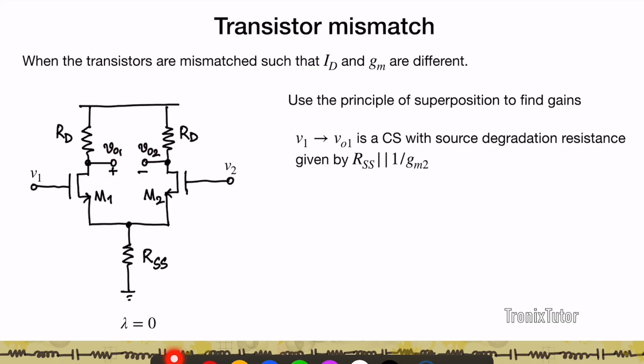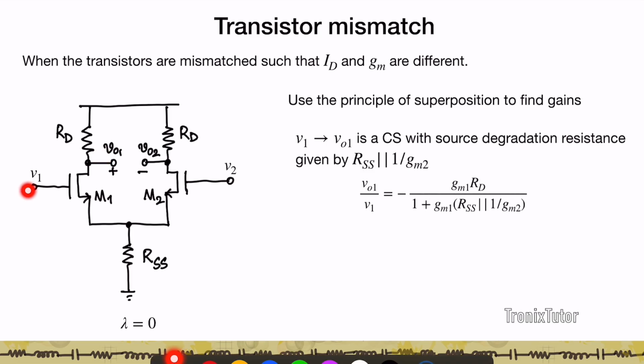Now if I look from V1 to VO1, we've done this a couple of times before, it is a common source amplifier with source degradation. And what's the source degradation? It's given by this RSS times the input resistance of this common gate amplifier. Remember, V2 is going to be grounded in this case. So the net source degradation is given by RSS parallel 1 by GM2.